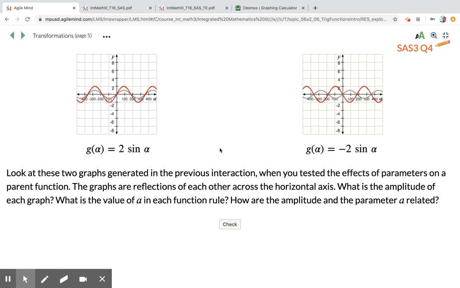I have a couple questions for you. First, tell me the amplitude of each of these graphs. What's the amplitude of this first graph? What's the amplitude of the second graph? I would then like you to tell me, what is my A value, not alpha, what is my A value for each of these functions? And then tell me how my amplitude and my A value are related. Go ahead and hit pause to jot down your thoughts on question number 4, and then hit play when you're ready to check your work.